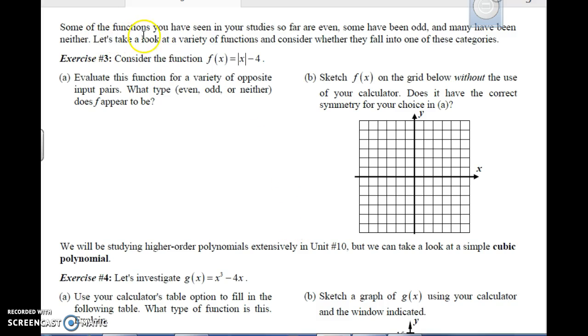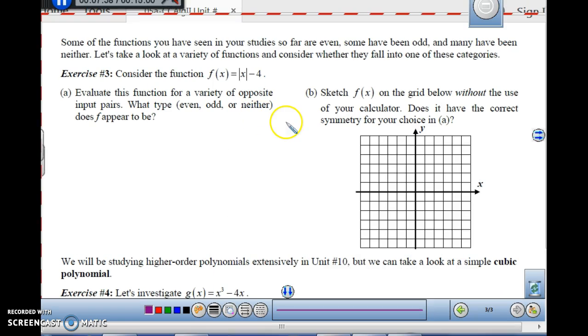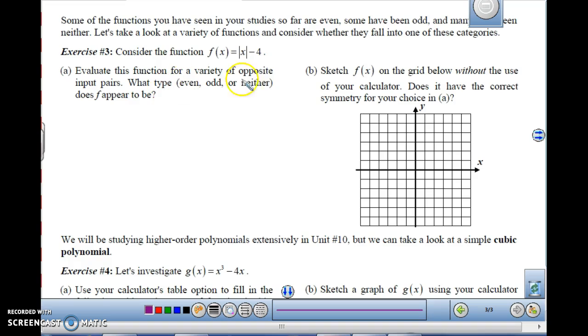Okay, some of the functions you have seen in your study so far are even, some have been odd, and many have been neither. Let's take a look at a variety of functions and consider whether they fall into one of these categories. So let's look at an absolute value function first. Consider the function absolute value of x minus 4. Evaluate this function for a variety of opposite input pairs. What type, even, odd, or neither, does f appear to be?